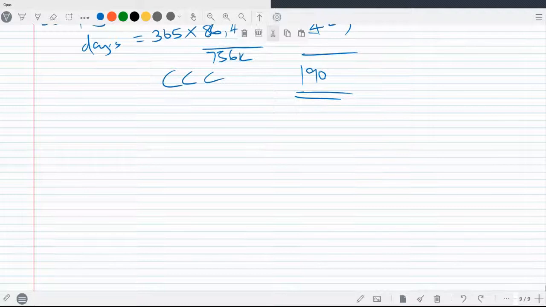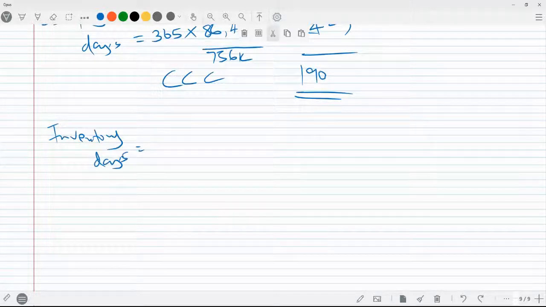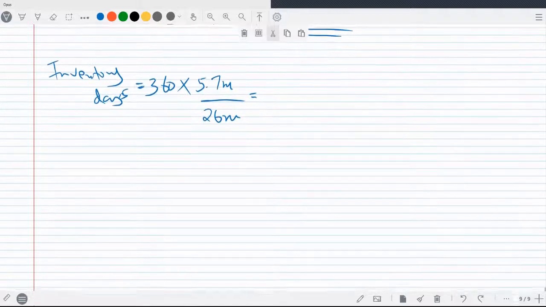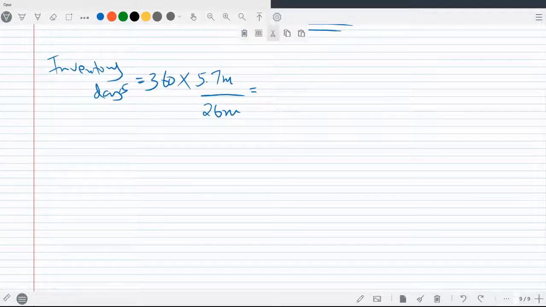Okay. So in this example, we do need to get the days for inventory, or rather the finished goods days. So inventory days, we use 365. Okay, let's do this 360. We multiply by the inventory investment, in this case 5.7 million. We divide by the cost of sale, which is equal to 26 million. That's good for the days for inventory, or rather the finished goods.